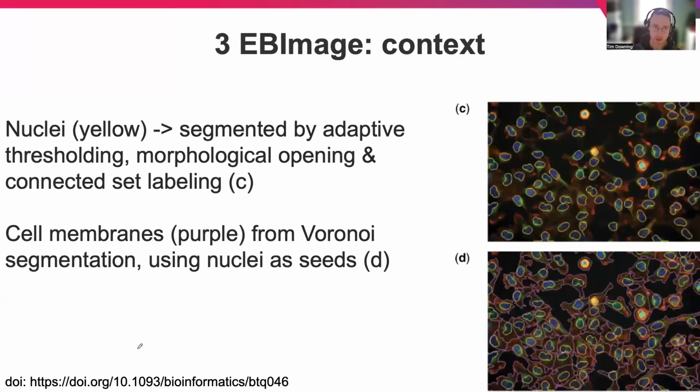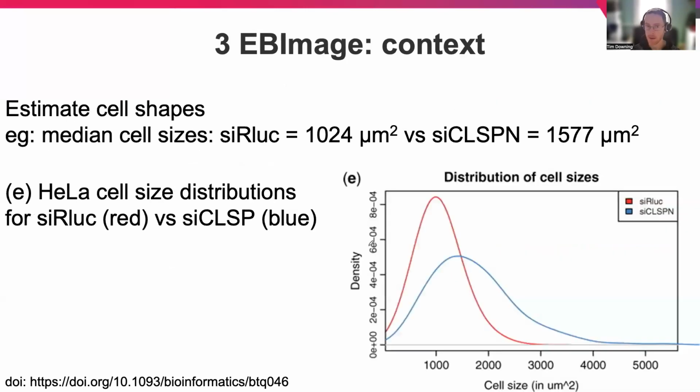So for EBImage, what we can do is look at things like staining different nuclei. So we use some sort of thresholding to identify them, and morphological opening and connected set labeling to identify where the nuclei are. We can stain cell membranes using Voronoi segmentation, using the nuclei as seeds. And then also following that, estimate the cell shapes. So we can look at the cell sizes. So they might have particular volume, where there might be some sort of difference that's of interest to our experiment.